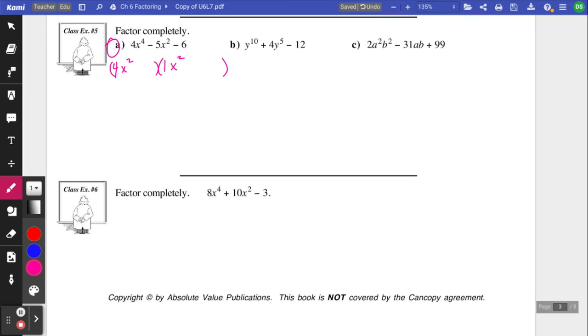Does 4x squared times x squared give you 4x to the 4th? Yes. I'm not going to put the 1 there. I find it cumbersome. Okay. So far, so good. Now, let's try with your 6. What do you want to try? 3 and 2. Where does the 2 have to go? 2 has to go in the very last bracket. It can't go in with a 4, and then you put your 3.